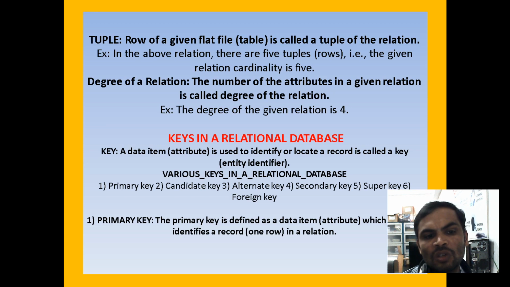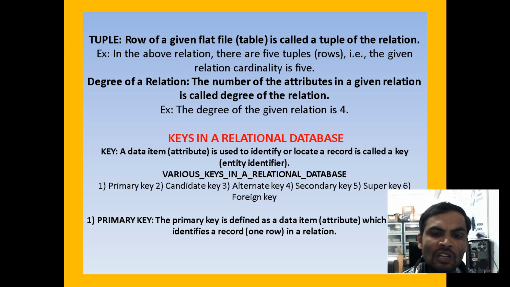Now, how do you represent the keys in a relational database? Keys are very important in a relational database. Majorly the keys are divided into primary key, candidate key, alternate key, secondary key, super key and foreign key. These are the keys available in the relational database. A key is a data item used to identify. With the help of the key only we identify the content of the information.